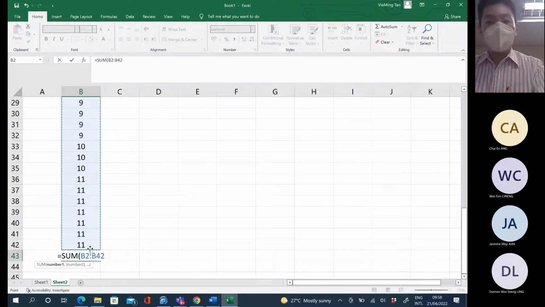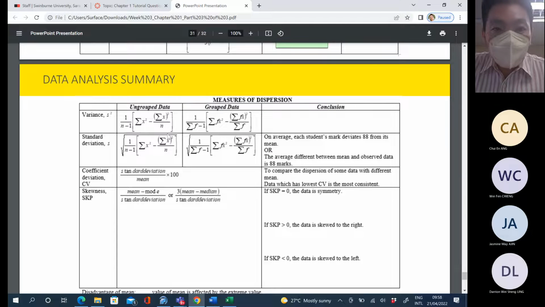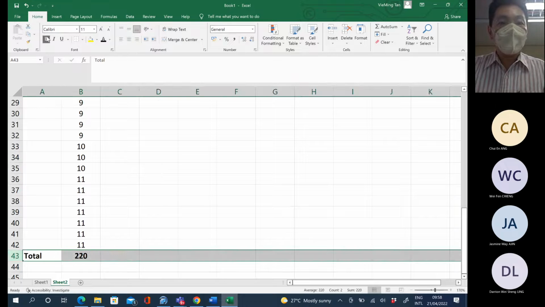Then put a cross bracket. So 220 is referred to this one, this part. The number inside the brackets, that is 220. Okay, maybe I borrow it. Okay, then how about this one?